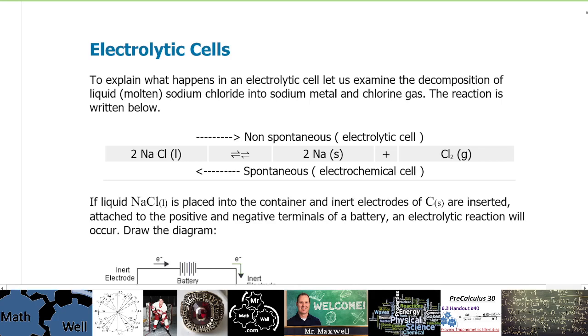The reaction is written below here. It's a reversible reaction, and of course, if you had sodium placed in chlorine gas, they would react naturally, spontaneously, and create sodium chloride liquid, okay? You've got a chunk of sodium, place it in chlorine gas, it would react pretty violently and form sodium chloride liquid. Disassociating the liquid into solid and gas takes energy. We have to zap it with electricity. Okay, that's non-spontaneous.